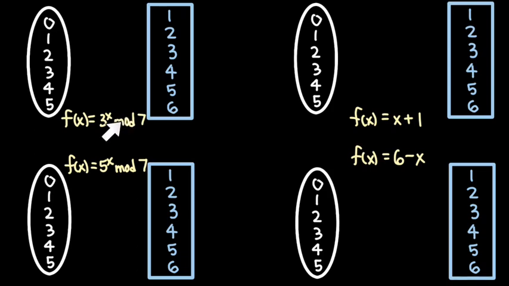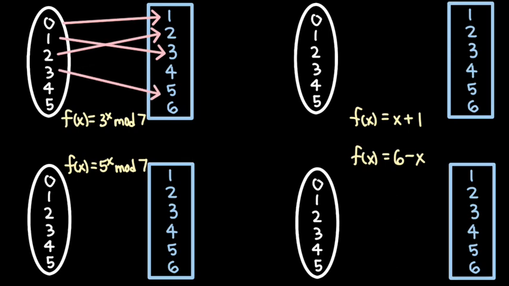So 3 to the x mod 7, which of you had that one? That's you. So where does 0 go under that function? 1, and 1 goes to 3. 2 goes to 2. 3 goes to 6. 4 goes to 4. 5 goes to presumably 5. Okay. So there's the hunters and arrows diagram for that first function. Where's my 5 to the x mod 7?